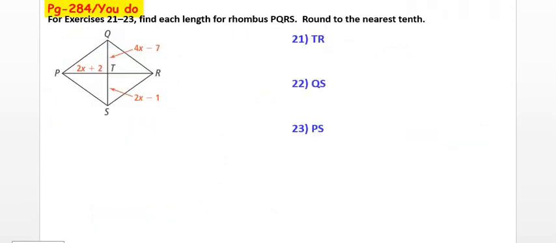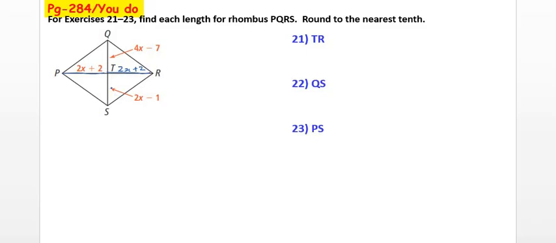Next it says for exercises 21 to 23, find each length for rhombus PQRS, rounded to the nearest tenth. So they want us to find how long is this TR. To find TR, I need to find how long PT is, because it's given as 2x plus 6. Sorry, not 6, it's 2x plus 2.